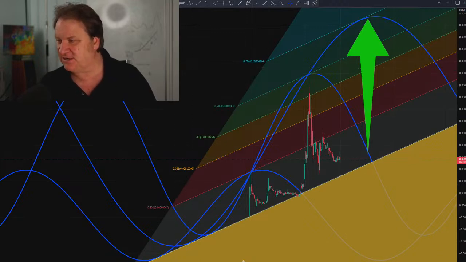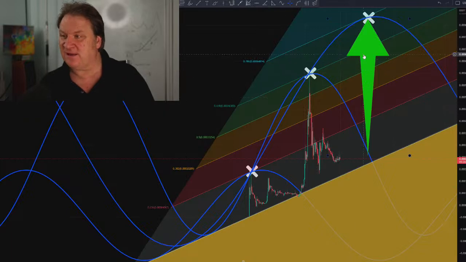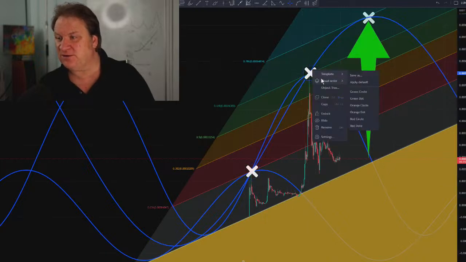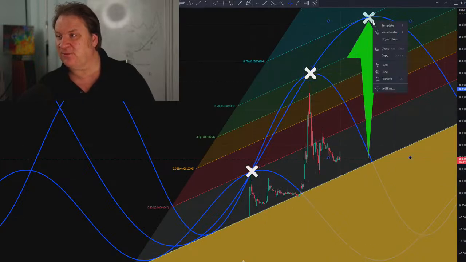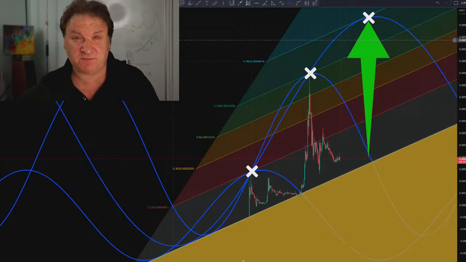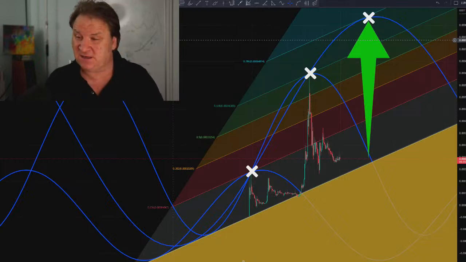So when I bring the cyclic lines in now, bang, bang, bang. So let me just bring those. So there we go. There's 1, and there's 2, and there's 3. Look at that. So that is how to predict price movement using sine waves, right? It's no mystery. It's no secret. The pros have been using sine waves for years.